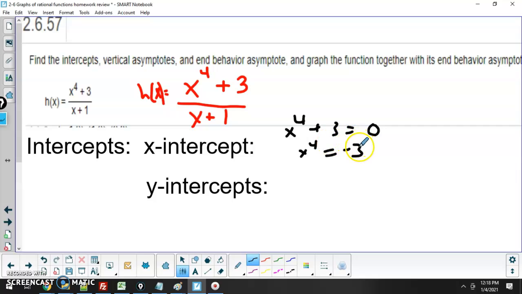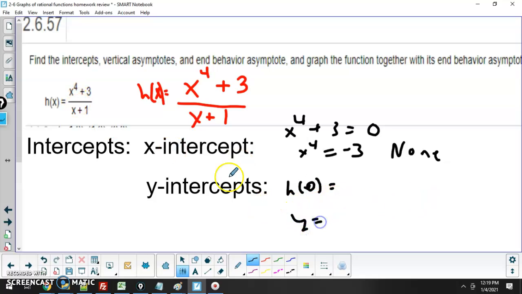Well, what's the 4th root of negative 3? Well, nothing, because a number raised to the 4th power can never be negative. So there is none. There's no x-intercept in this particular one. The y-intercept, remember, you just plug in 0 into the function for all the x's. So you're doing h of 0. So you're figuring out the y value when x is equal to 0.